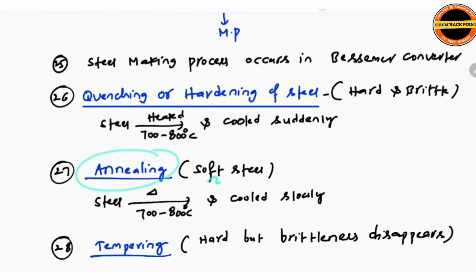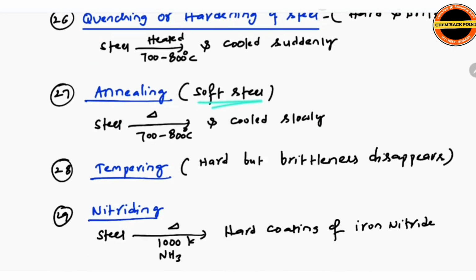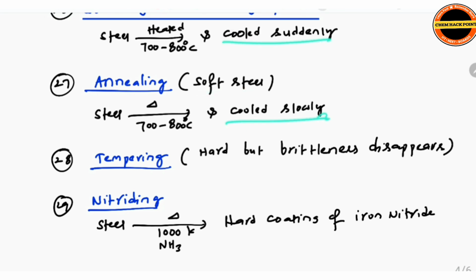Annealing of steel: to get soft steel we use this method. Steel when heated to 700 to 800 degrees Celsius and cooled slowly, this process is known as annealing. We will get soft steel. Cooled suddenly or cooled slowly.